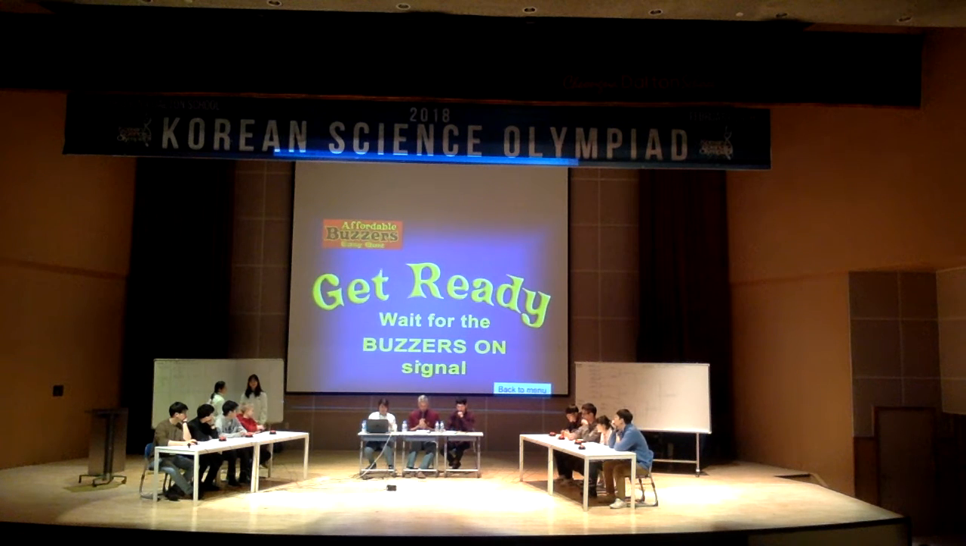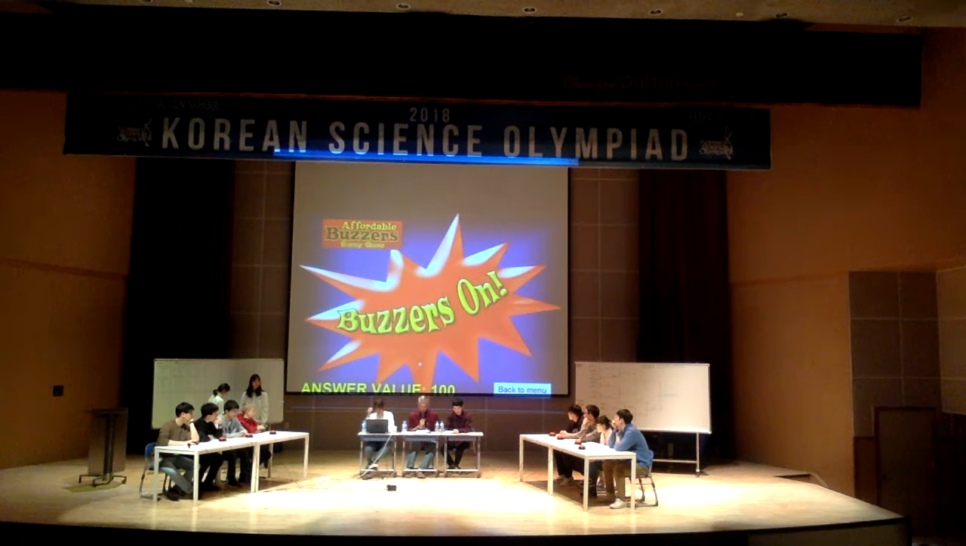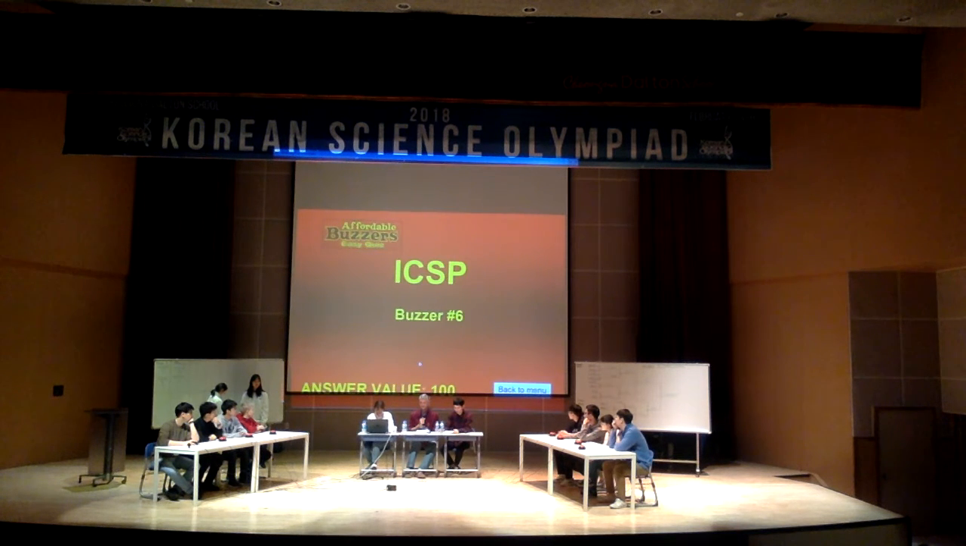First toss-up question in round 3 is an earth science question with a short answer. What is the name for the lowermost 12 to 18 kilometers of Earth's atmosphere? ICSP. That is incorrect. SFS. That is correct.